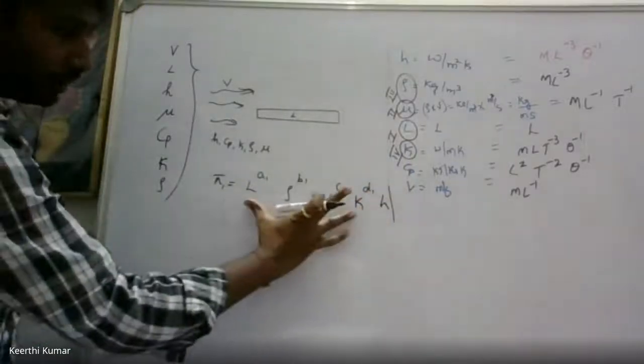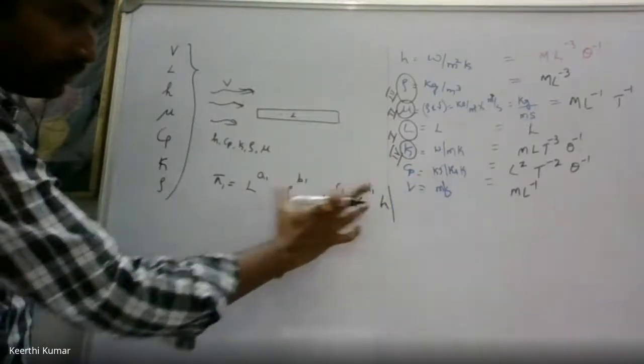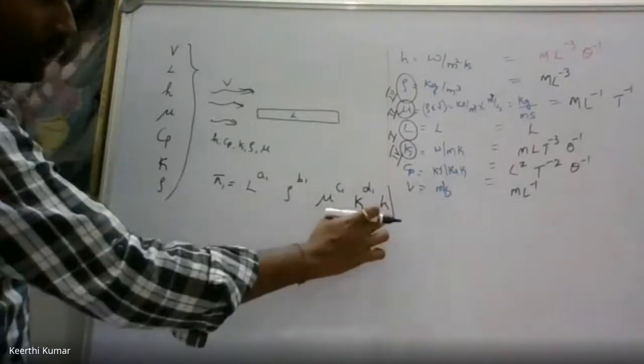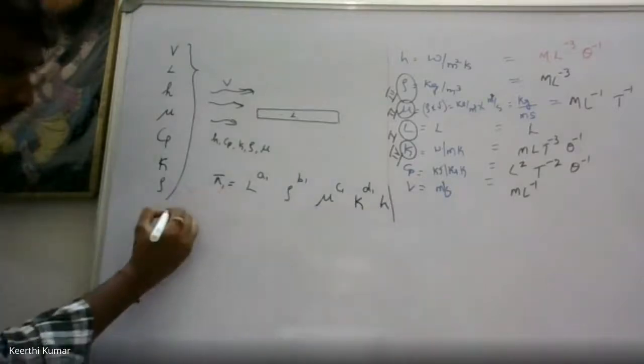Second pi term, the repeating variables will remain the same. Instead of h, we'll use cp. Third, the repeating variables will be the same. Instead of h, we'll use p. And these are all three pi terms. So how to solve for this?